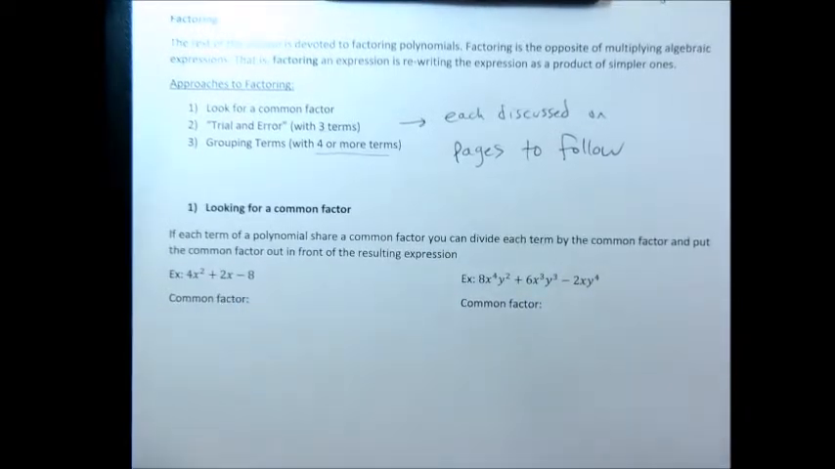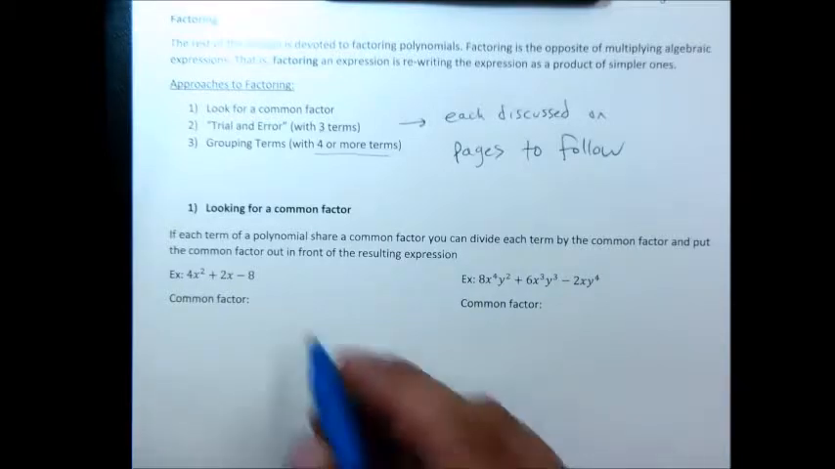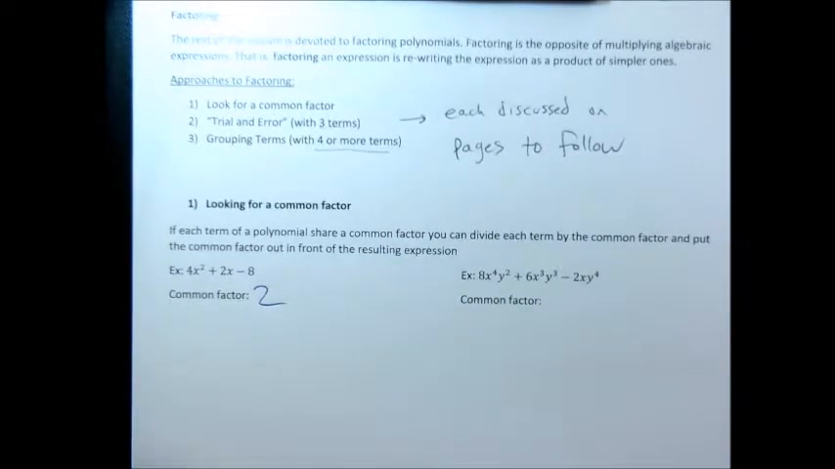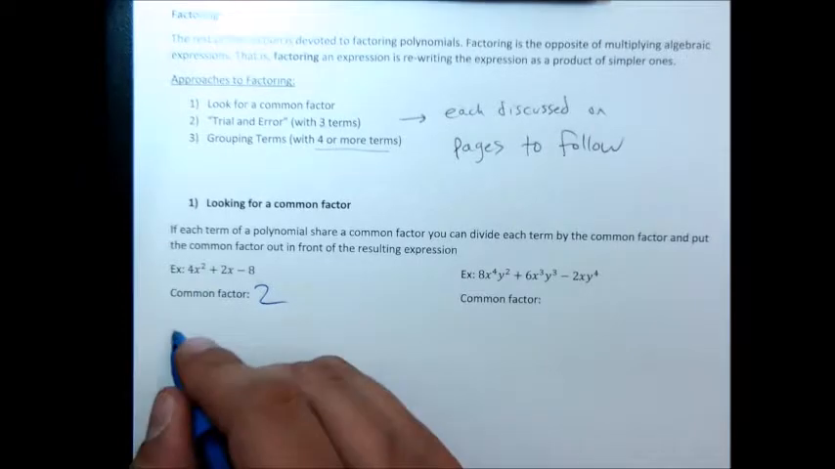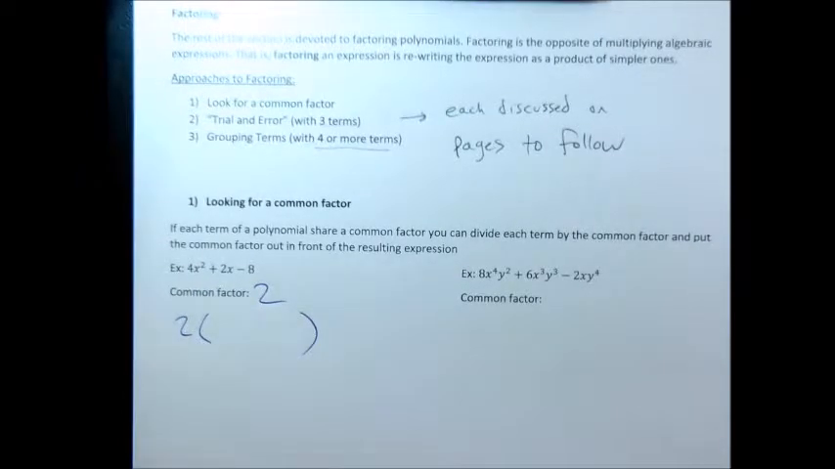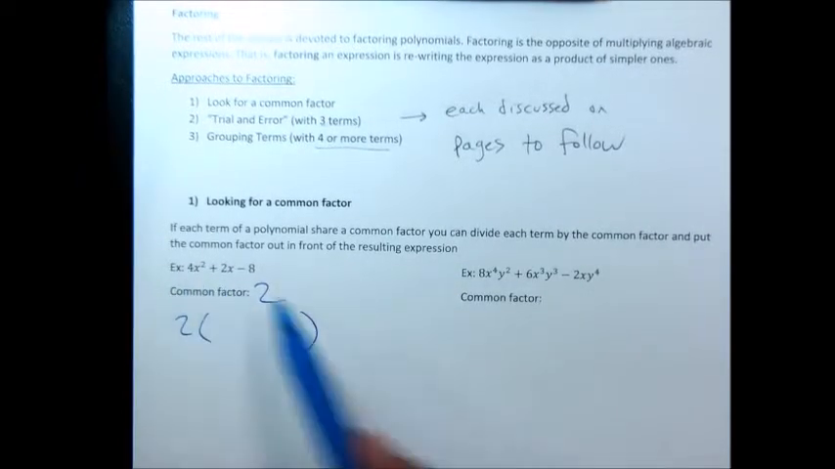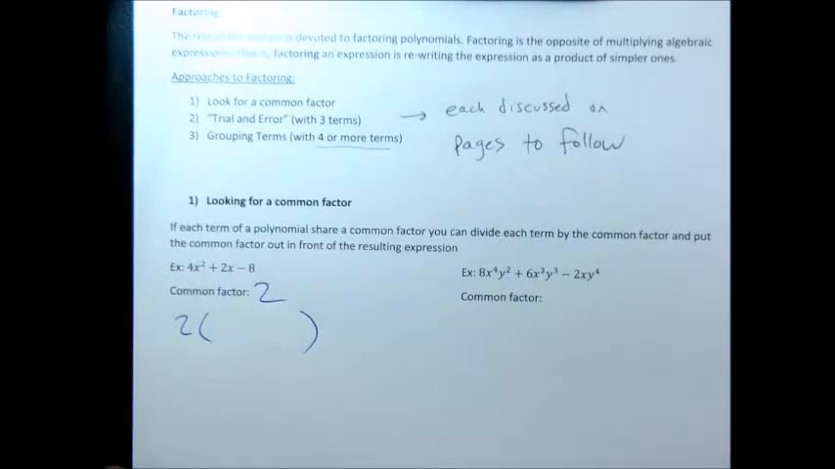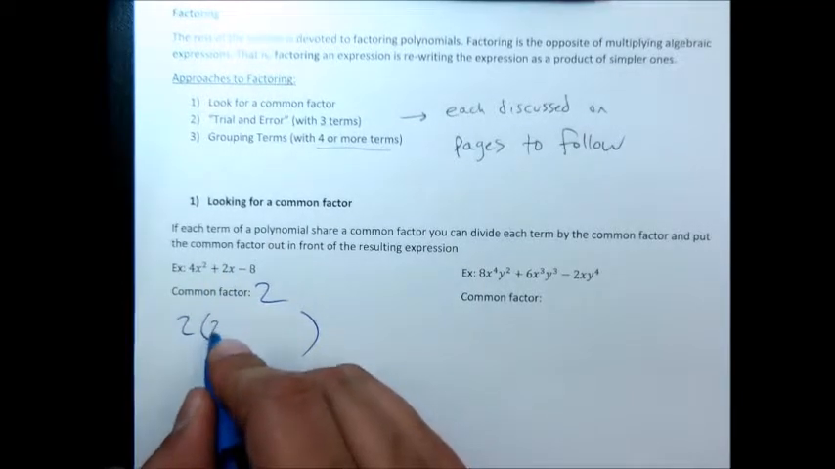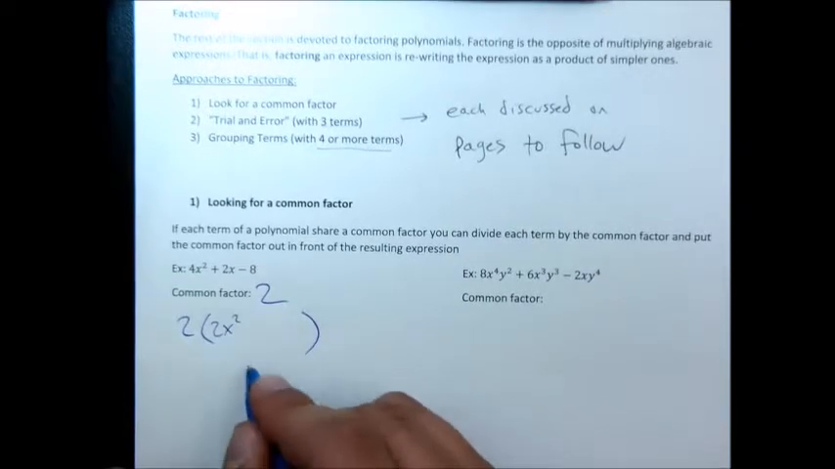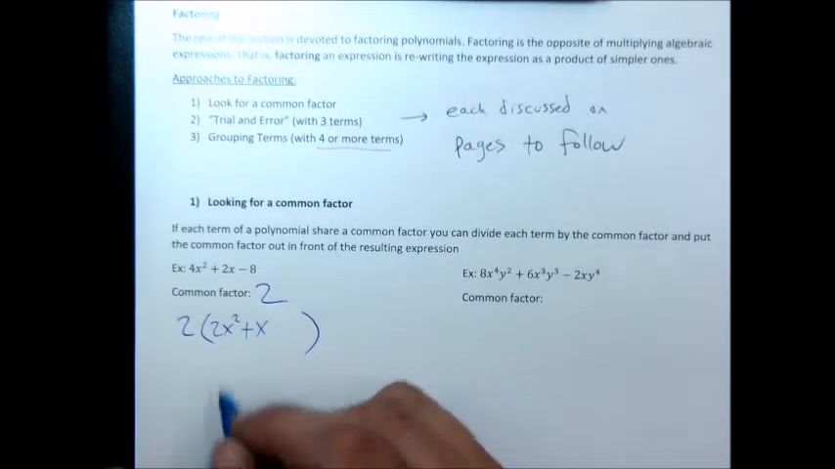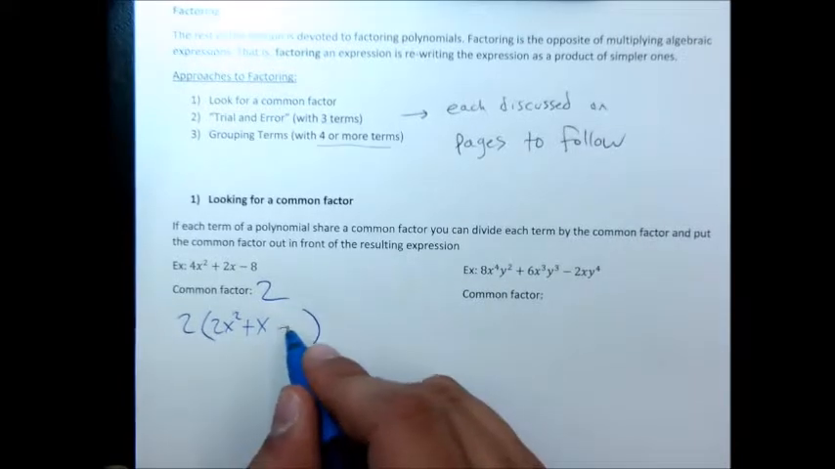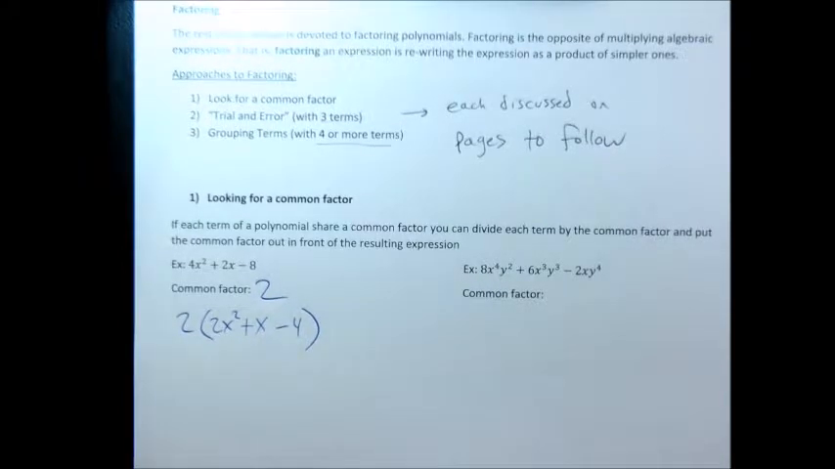So what does each one of those terms have in common in that first expression? 2, right? So the common factor in that first one is 2. And so we write down the 2, and we rewrite the expression after we divided each of those terms by 2. When we divide the first one by 2, we get 2x squared. When we divide the second one by 2, we just get x. And when we divide -8 by 2, we get a -4. That's about as straightforward as a problem could be. If they're even, it's got to be a 2, at least a 2 that factors out.